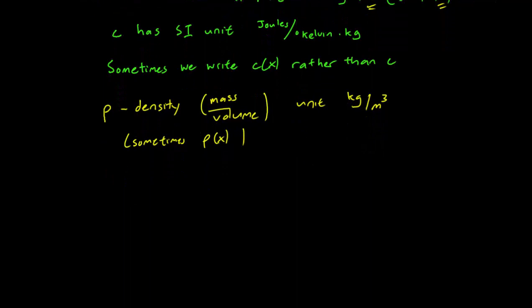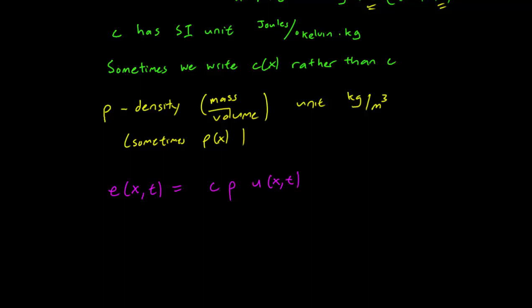So now the equation relating energy density and temperature is given by e of x and t equals C times ρ times u of x and t. And again, if your situation warrants it, you can write C of x and ρ of x rather than C and ρ. So this is how you relate the energy density and temperature.